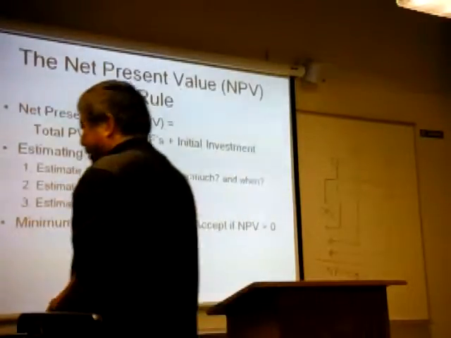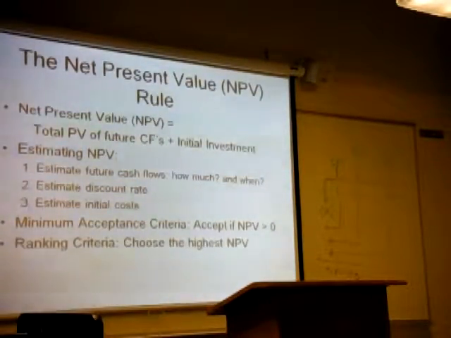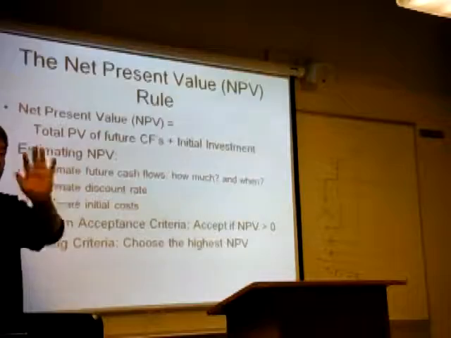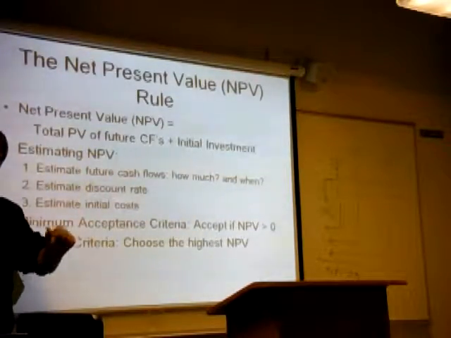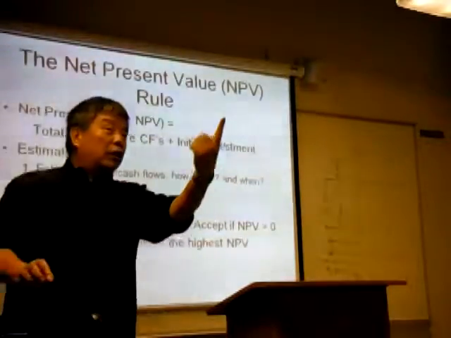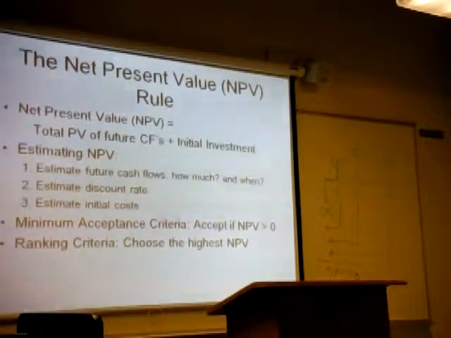When you do that, the market will reward you. Your company's stock will move up. This is the basic idea. Now this is the acceptance criteria. If you have multiple projects, 1, 2, 3, 4, how do I rank them? Higher is better. If you only choose one, you choose the highest one. If you have enough money to take them all, they are all positive. But sometimes you are limited in your budget. Then take the highest net present value.